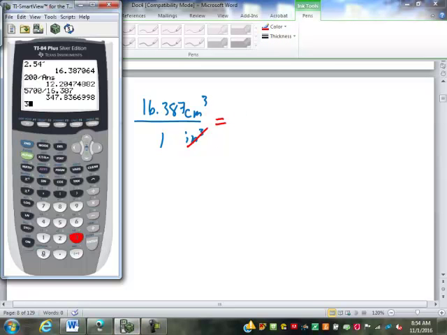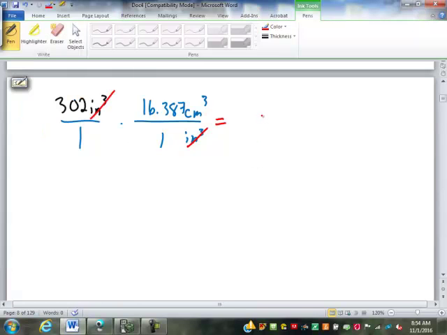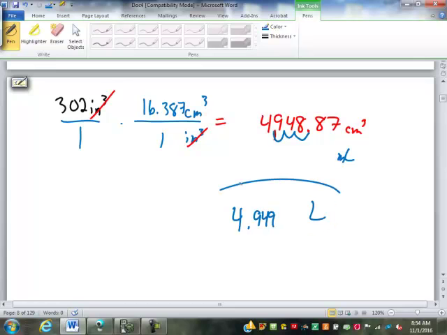So 302 times 16.387 gives us 4948.87. Now that is cubic centimeters. It is also milliliters. So to convert that into liters, we've got to move 3 spots to the left. That's technically a 4.949 liters. But they rounded it off to a 5.0.